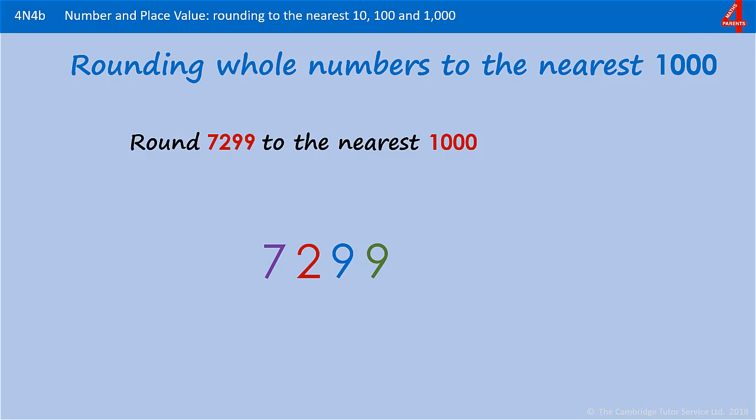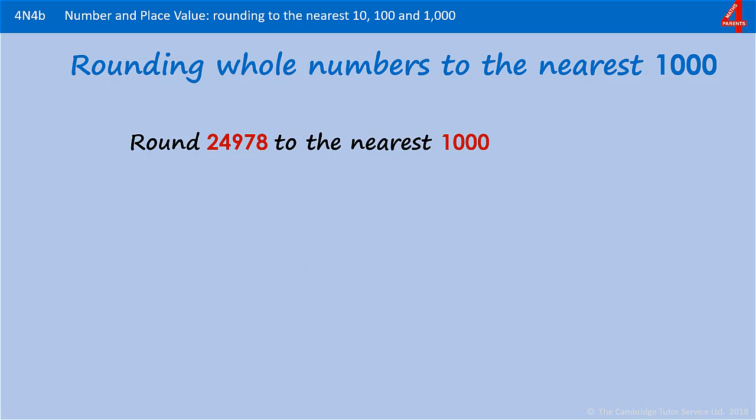Now pause the video and have a go at rounding 7,299 to the nearest thousand. Rounding to the nearest thousand, and here that's 7,000. Looking at the number beside that, it's 200. If it's 4 or less, we round down. This time, when the 200s, the 9 tens and the 9 ones become 0, that 7,000 will stay the same.